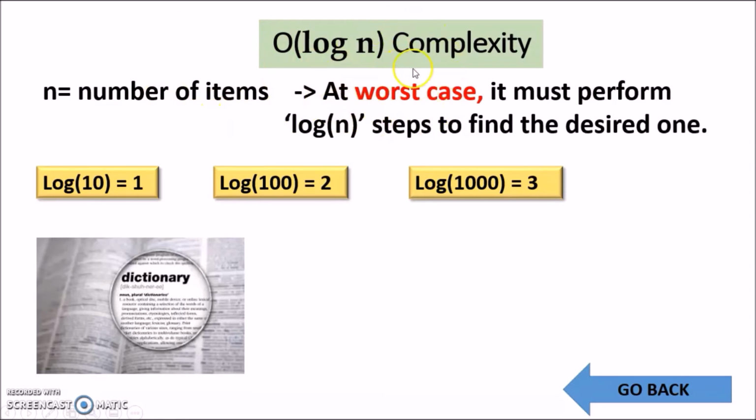Always, and one more important point I forgot to tell you. Yeah, big O complexity will always take the worst case of an algorithm only. It doesn't take the best or average case. Okay, at worst case, it must perform log n steps to find the desired one. Okay, let's say my n is 10.